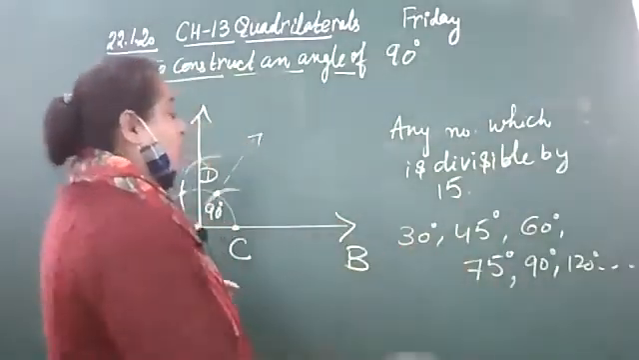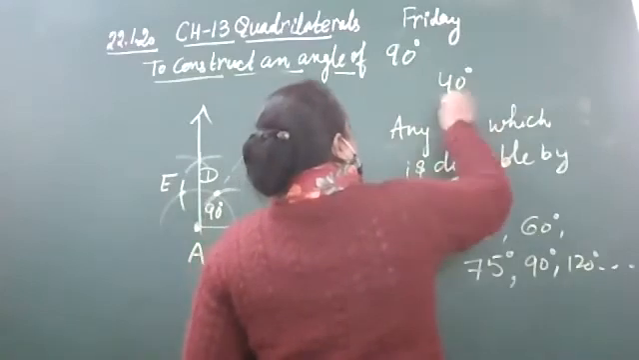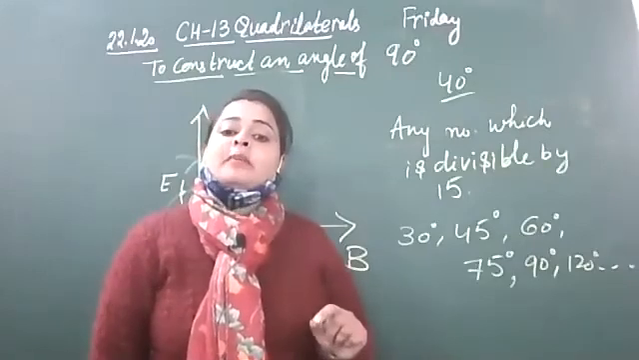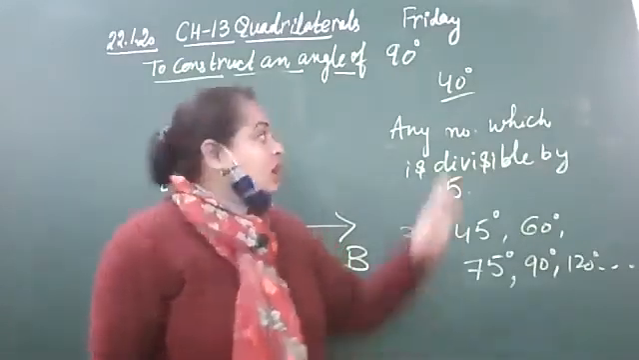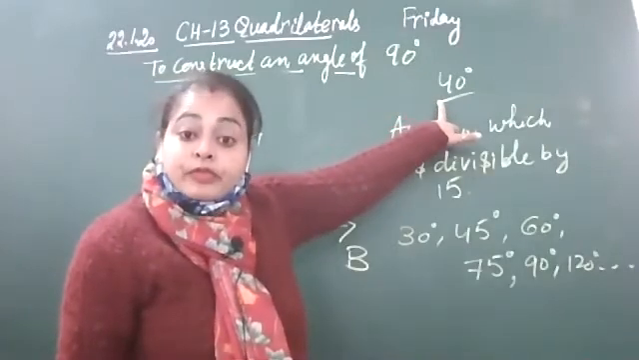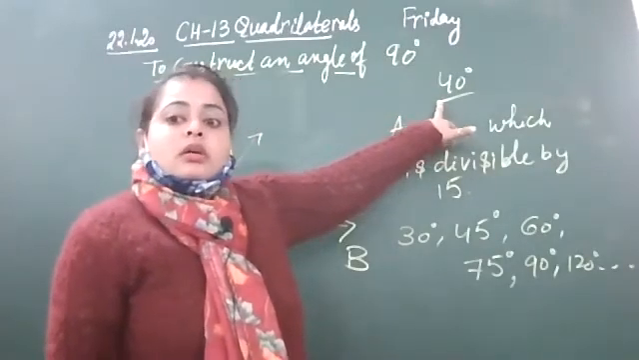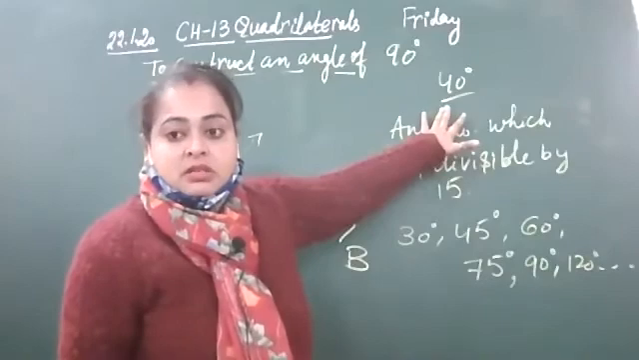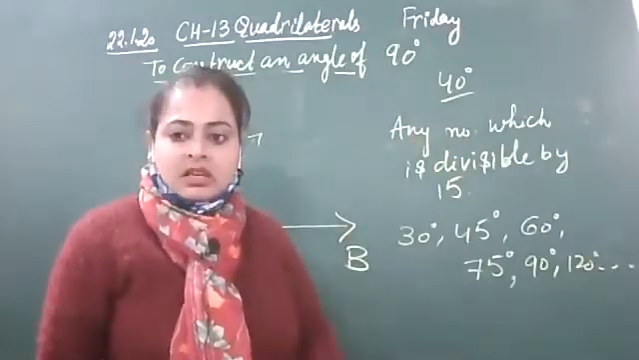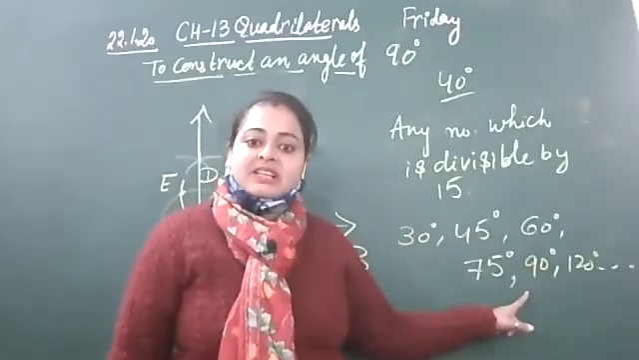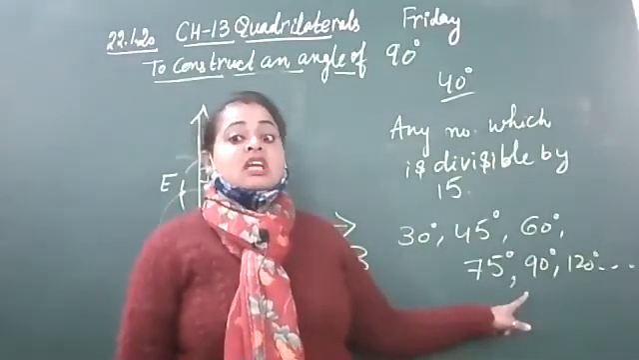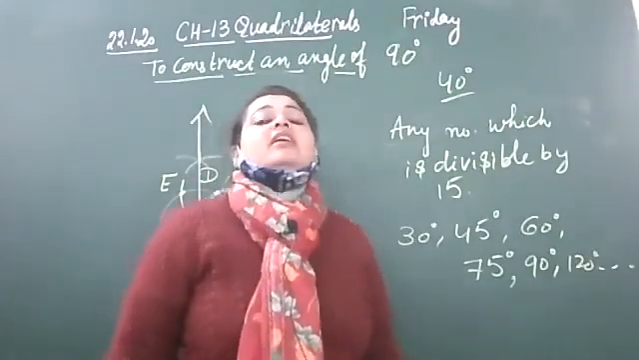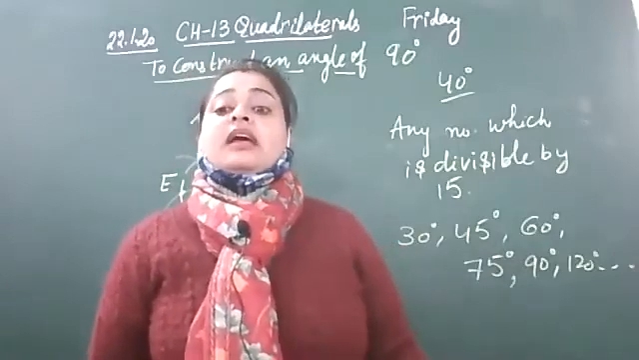Okay. Now, if I'm talking about 40 degree, 40 is not a multiple of 15. Okay. This number is not a multiple of 15. So, easily we are not able to construct this with the help of compass. It can be done, but not easily. But all the multiples of 15, we can easily construct these angles with the help of compass. So you have to know this thing, which angles we can draw very easily with compass.